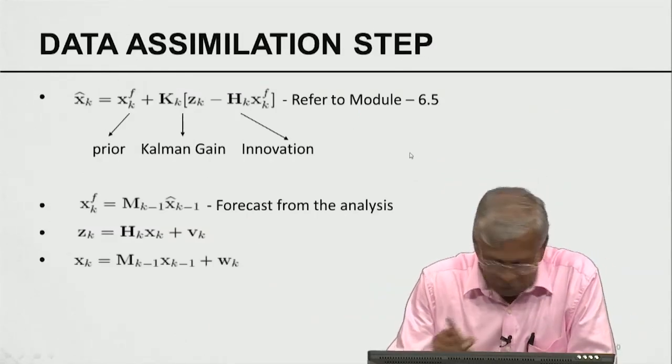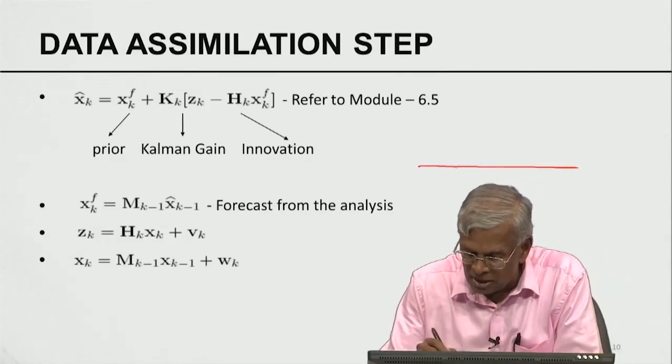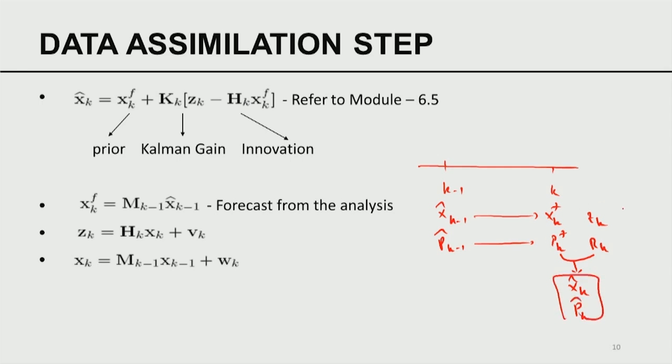So, what is the data assimilation step? I want to cut through the mess and give you this. This is k minus 1. This is k. I had xk minus 1. I had pk minus 1. I have xkf, I have pkf. I have zk, I have rk. I'm going to combine the two to get xk hat and pk hat. So this is the analysis, that's the forecast, that's the observation.